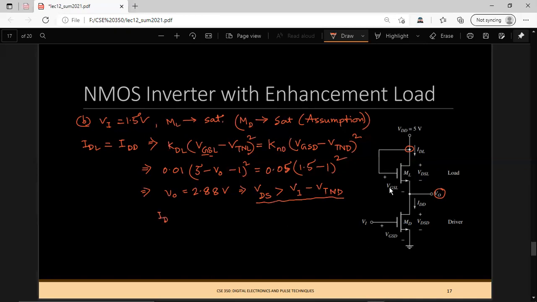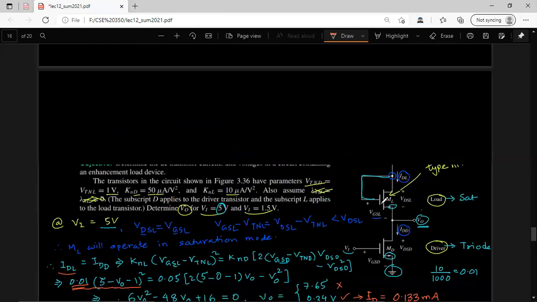So the drain current should be, let's plug it in here, 0.05, 1.5 minus 1 whole square. It is about 12.5 microampere. This answer is in milliampere, and we multiply it by 1000 to get the result in microampere. Okay, so this is all for the enhancement mode type load.